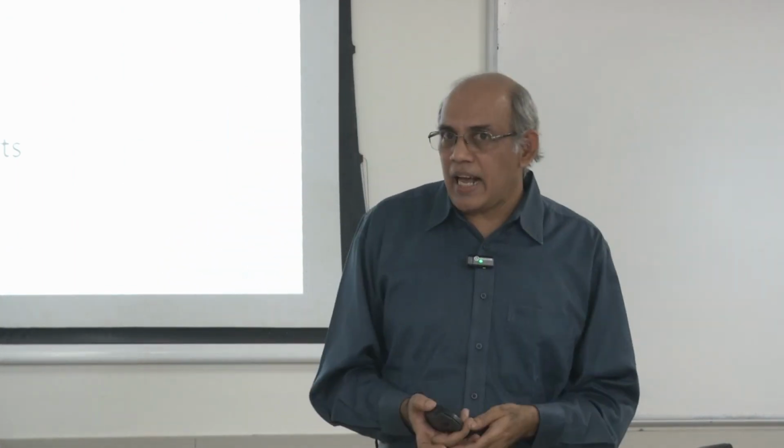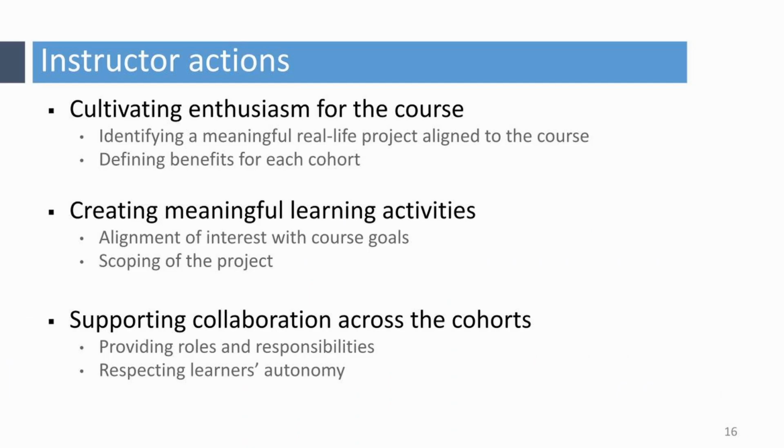And what were the instructor actions? It was a lot of orchestration. It began with cultivating enthusiasm for the course, inviting people to come, and having got them in, making sure that they don't go away. This was done by defining benefits for all the cohorts, creating meaningful learning activities aligned with the course goals, scoping the project, supporting collaboration across the cohorts, providing various roles and responsibilities to the different cohorts, giving enough autonomy to the learners, and so on.